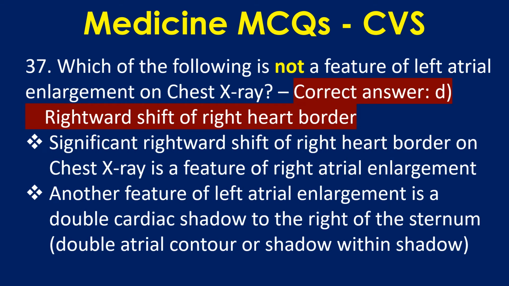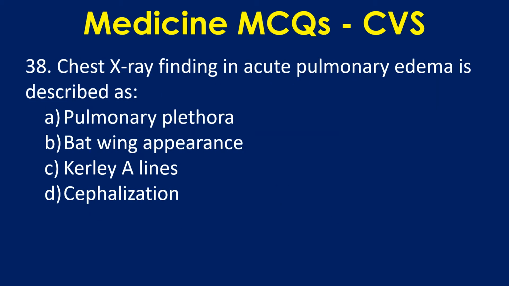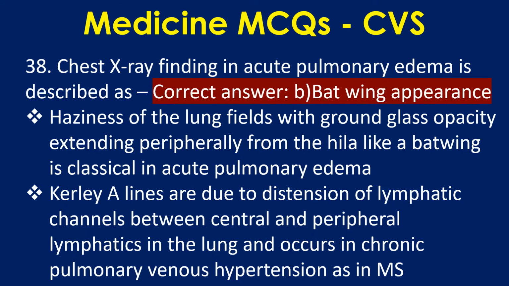Chest X-ray finding in acute pulmonary edema is described as: A. Pulmonary plethora, B. Bat wing appearance, C. Kerley A lines, D. Cephalization. Correct answer B. Bat wing appearance. Haziness of lung fields with ground glass opacity extending peripherally from the hila like a bat wing is classical in acute pulmonary edema.